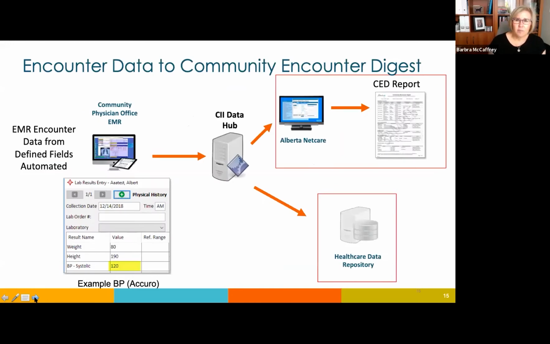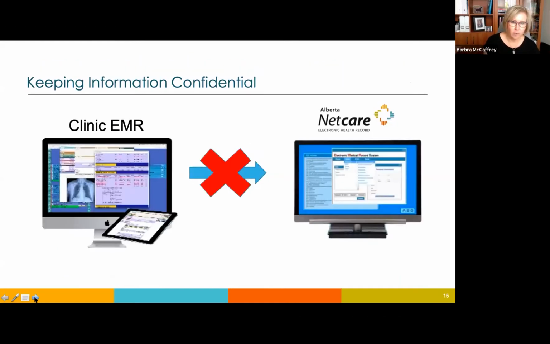So the first type of information is called the encounter information. So select fields in the EMR are mapped to flow from the EMR through the data hub to NetCare to form this item called the Community Encounter Digest. The CED is designed to be a rolling 12-month snapshot of a patient's encounters in the communities. I'll show you that in a moment. Again, I mentioned the information is copied to the Healthcare Data Repository.